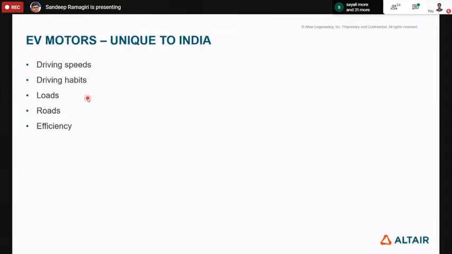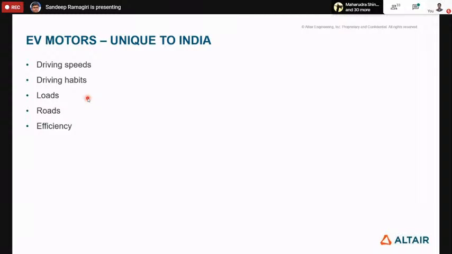And what is unique to India when it comes to EV motors? We need to keep in mind what driving speeds we need to target. If you consider highways, we can go up to sub 40 or sub 50 kilometers per hour. If you consider district roads, we can go up to sub 30 or sub 35 kilometers per hour. And the driving habits: most of the time we have undisciplined driving habits.